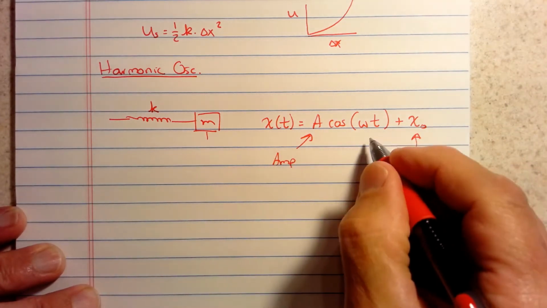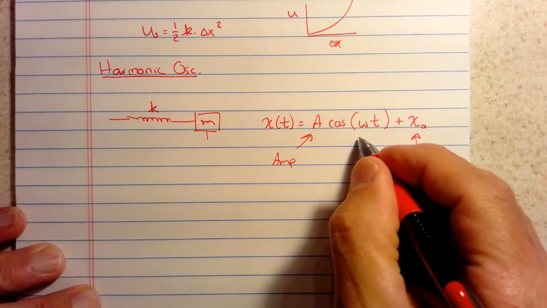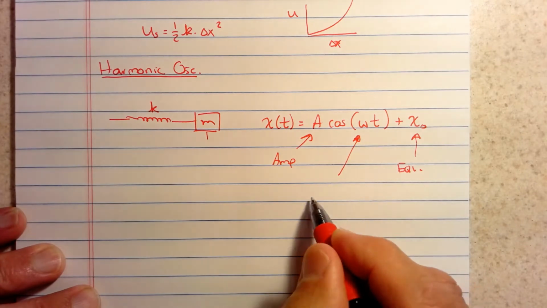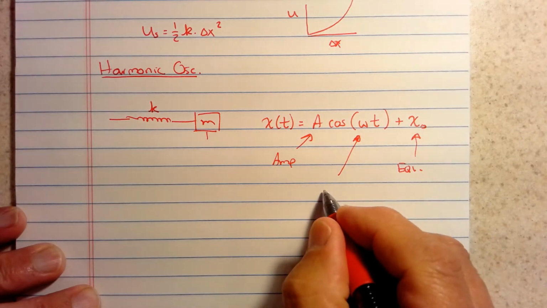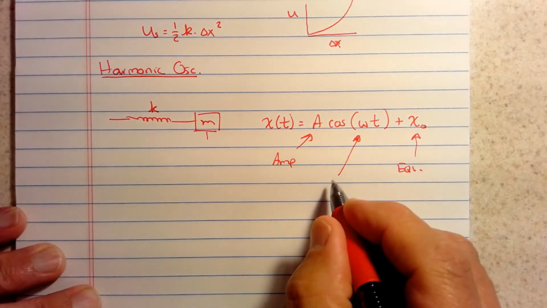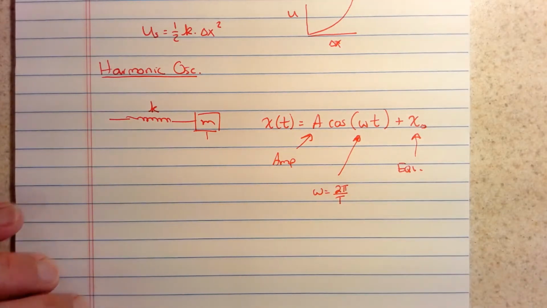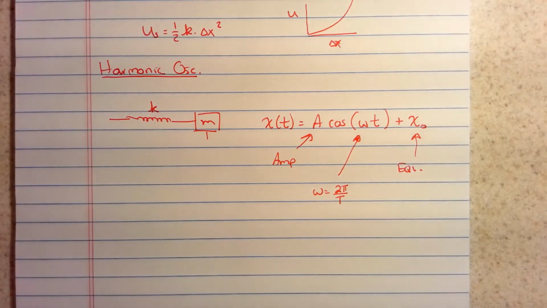T is the time that's gone by, and omega is the angular frequency. That was the angular velocity of the wheel that was spinning. More importantly, it is equal to 2 pi divided by the period of the oscillation. And you can use those relationships to solve problems.